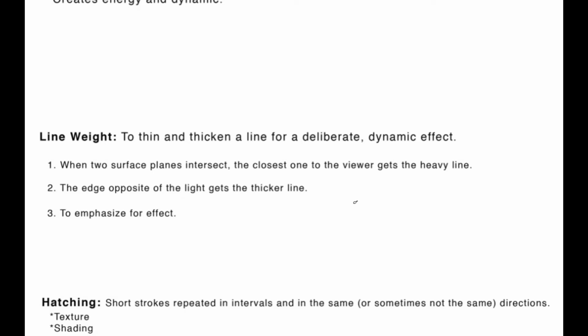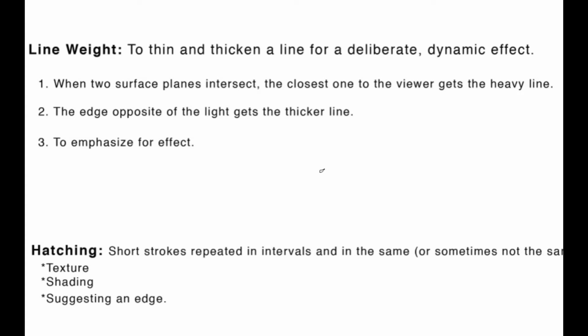There are 3 rules to line weight. The first rule is, let's say you've got 2 planes that intersect each other here, just like this. Rule number 1 is when 2 surfaces or surface planes intersect each other, the one that's closer to the viewer gets the heavier line. So that means I would bulk up the line weight of this plane to indicate that it is closer to the viewer, me.